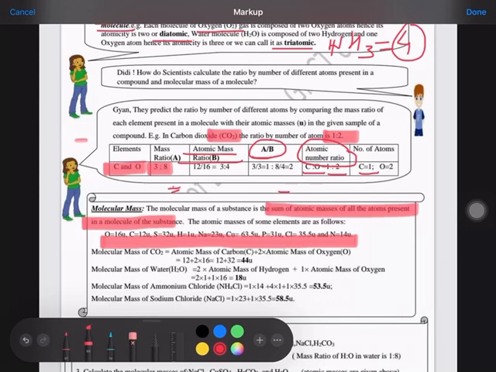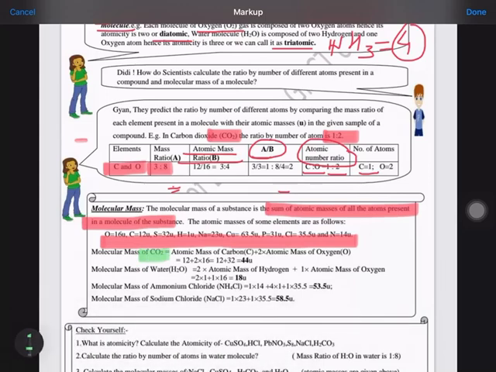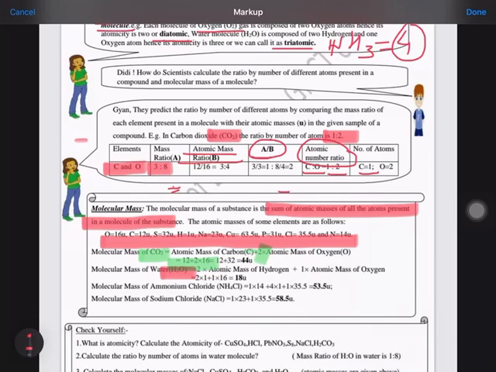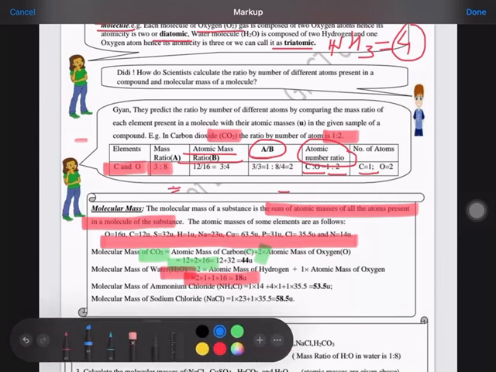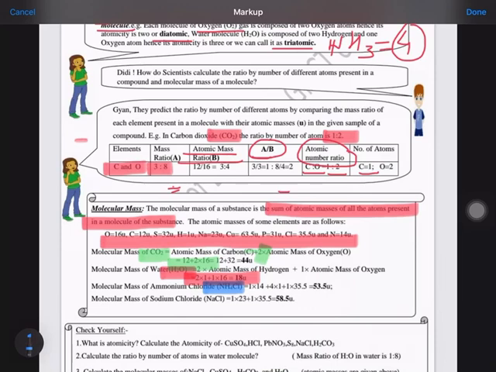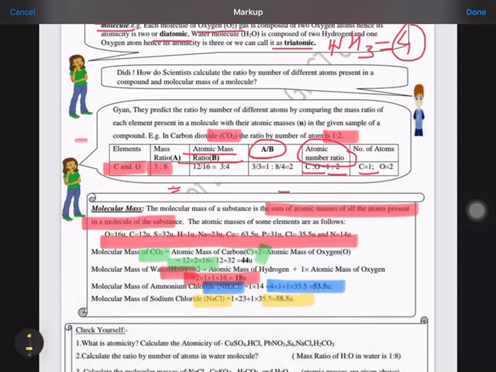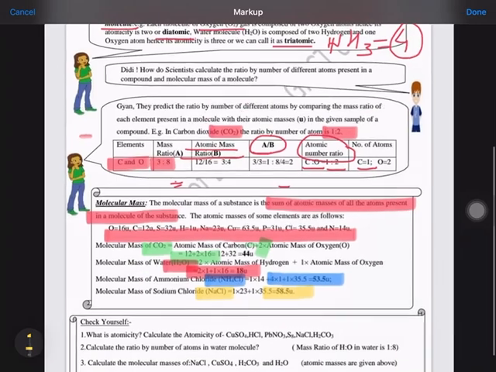You can see from the example of carbon dioxide, its formula is CO2, so 1 carbon and 2 oxygen. So we do 12 plus 2 into 16, because 2 atoms of oxygen are there. Likewise for water, it has 2 hydrogen and 1 oxygen, so 2 into 1 and 1 into 16, that is 18 u. Likewise with ammonium chloride, NH4Cl, 1 into 14, 4 into 1 and 1 into 35.5, it comes out to be 53.5 u. And then sodium chloride is 58.5 u, 1 into 23 and 35.5. So this is how you have to do it.